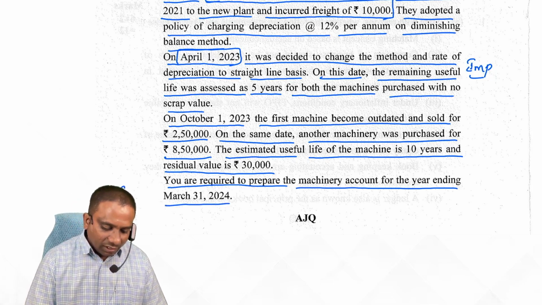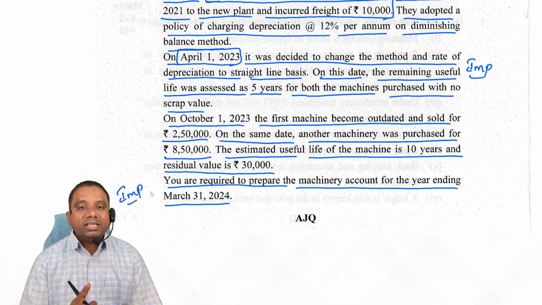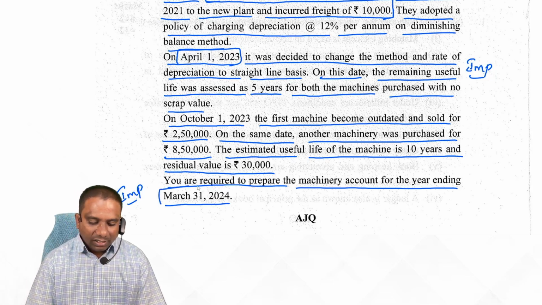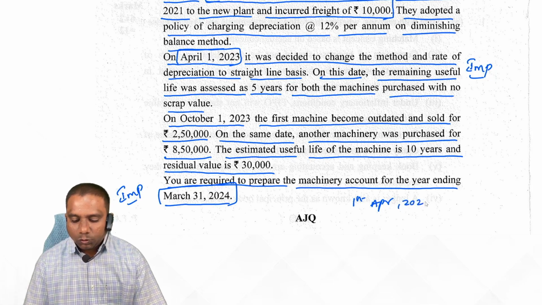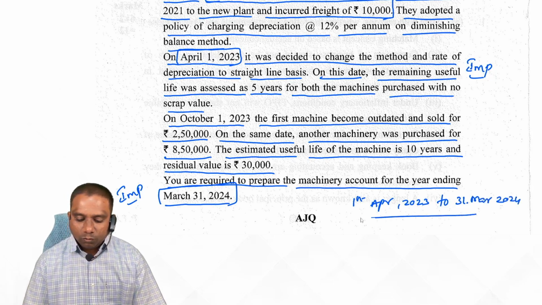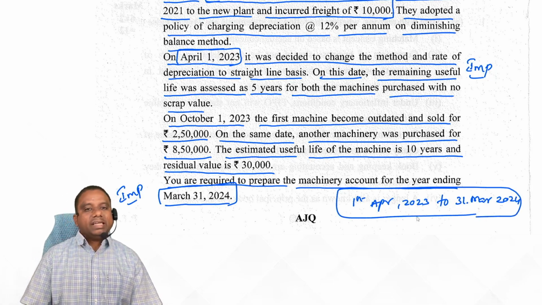Here is again another important point, students. Here you should prepare the machinery account only for 1 year. The year ending is March 31st, 2024, and the year beginning is 1st April 2023 to 31st March 2024. For this financial year, you have to prepare the machinery account.